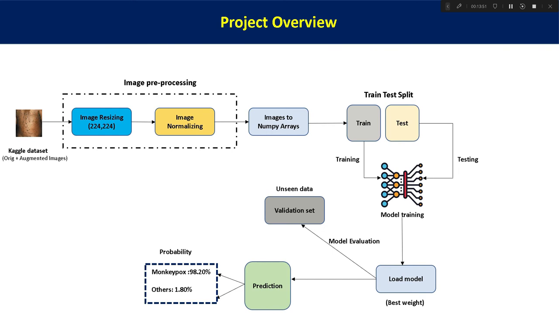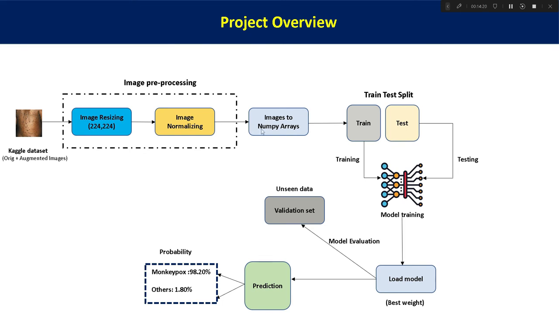So in the first step, we'll be resizing the images to 224 by 224 size. Then we'll be normalizing our images by dividing by 255. This will bring down the pixel values to the scale of 0 to 1. And this step is really very important because it will help the model to converge easily and faster. So that's why we'll be doing image normalization.